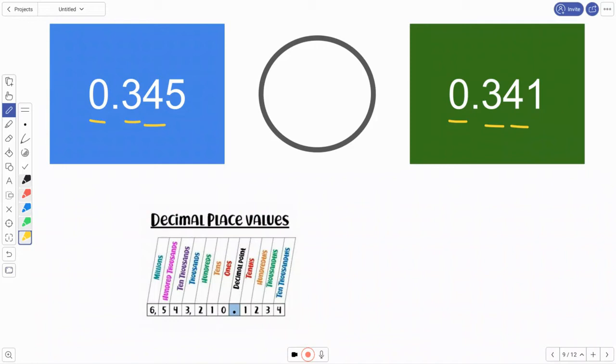I move to the thousandths. Now I see that there's a 5 in the blue number in the thousandths. Only a 1 in the green number in the thousandths. So that tells me the blue number is bigger because 5 is bigger than 1. So we know that the greater than sign will eat that blue number.